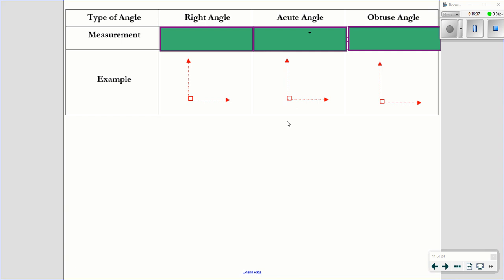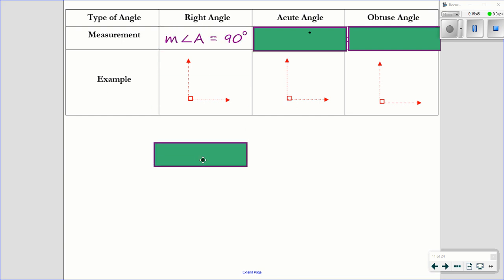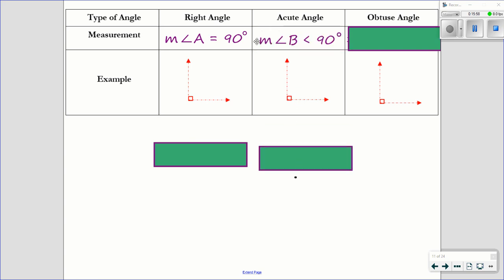Alright, so from the video, we learned about the different types of angles. Right angle, if you remember, it's 90 degrees. So this is 90 degrees. You'll see that little symbol that tells you that it's a right angle. For an acute angle, it's less than 90 degrees.